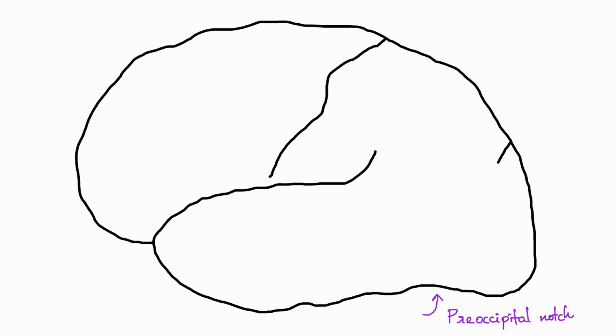Now we can see the parieto-occipital sulcus, which is a main sulcus on the medial surface of the cerebral hemisphere. It may extend slightly onto the superolateral surface. We can see that extent of the parieto-occipital sulcus over here. Now we have to draw two imaginary lines. The first imaginary line is a vertical line joining the parieto-occipital sulcus to the pre-occipital notch. You can see the line over here.